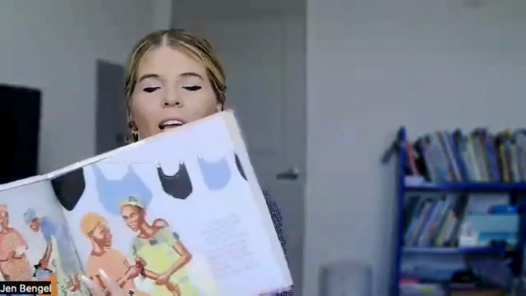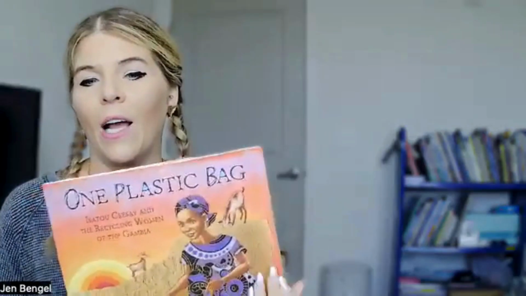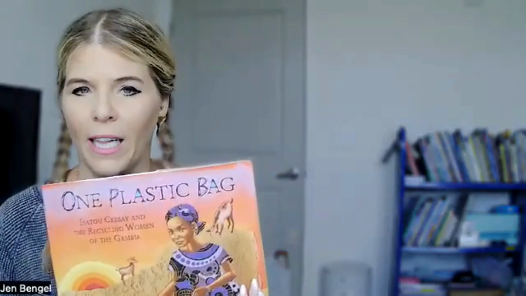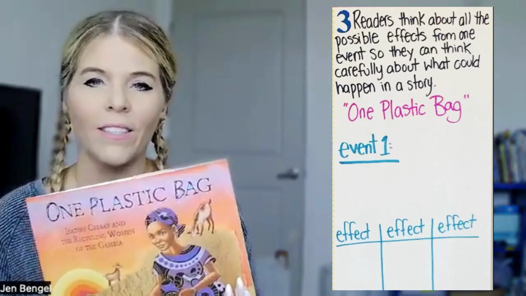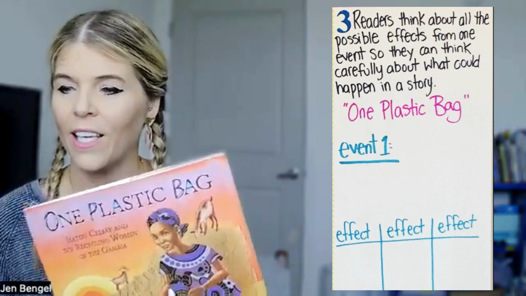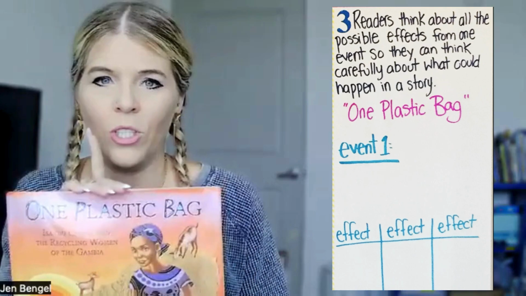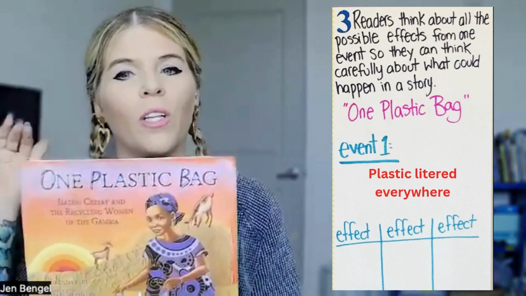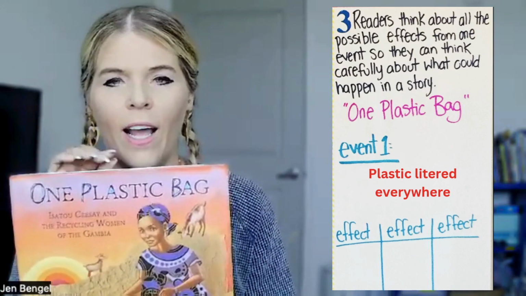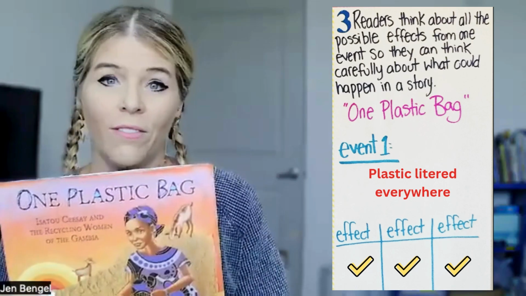And not only are you learning about cause and effect, but you're learning a true story and you're learning about another culture, and it's just a really cool book. So the mini lesson that I would teach after I read this book to my class is: readers think about all the possible effects from one event. So they can think carefully about what could happen in a story. So in this book, there's one event, which is all of this plastic being littered all over this community. And there's multiple effects that come from one event. So I'm teaching that actually one big thing can have a ripple of multiple different effects or events coming from that.